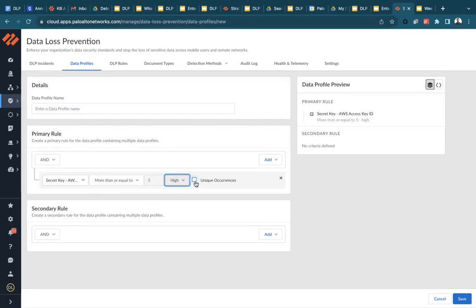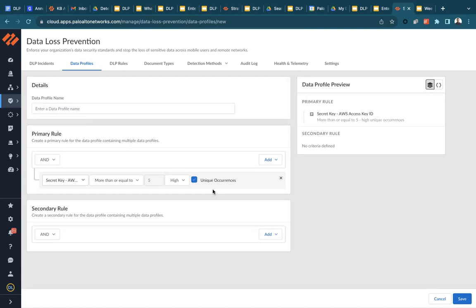You also have the option of choosing unique occurrences versus repetitive occurrences. So let's say this is a copy paste of the same secret key 5 times. We actually have the ability to allow you to configure that and also give that to you when we do the detection. So, for example, it might be a major breach for you if you see more than 5 different AWS secret keys going away from this background, versus maybe just one that's copy pasted 5 times.